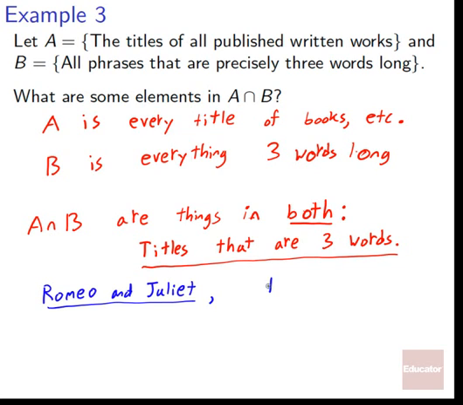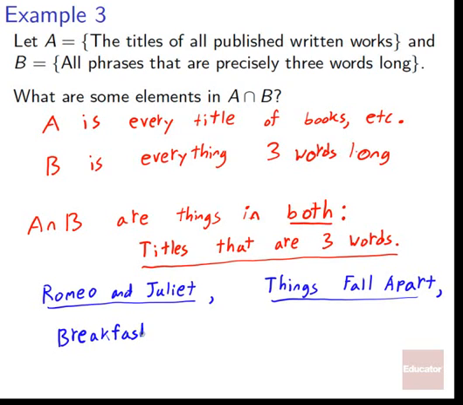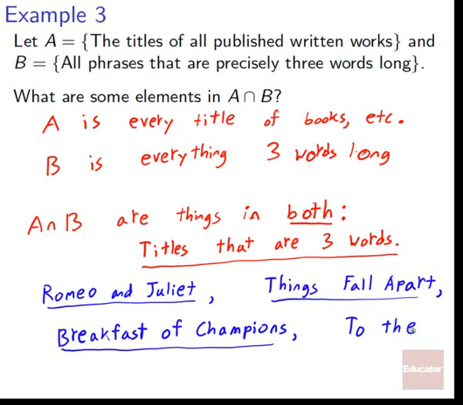What about another one? How about Things Fall Apart by Chinua Achebe? Things Fall Apart. Or we could also talk about something by Kurt Vonnegut. Kurt Vonnegut wrote Breakfast of Champions. So Breakfast of Champions is another example where we've got a phrase that is 3 words long and is the title of something that is a written work. We'd also talk about To the Lighthouse by Virginia Woolf. So To the Lighthouse is another example.